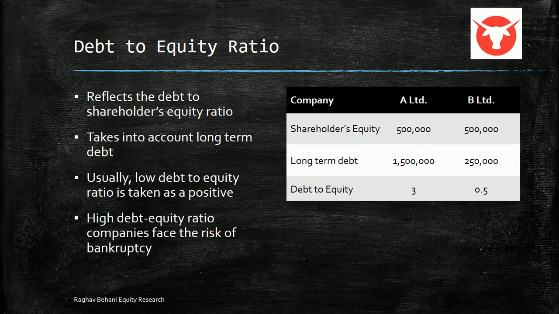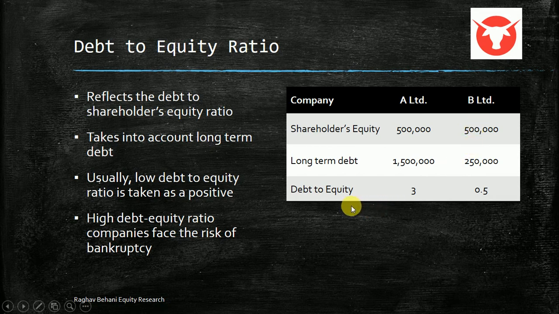Usually, a low debt to equity ratio is taken as a positive, while a high debt to equity ratio shows that the company faces the risk of bankruptcy if and when the economy goes into a downturn. A Limited has shareholders' equity of 500,000 against long-term debt of 1.5 million. This means that its debt to equity ratio is 3, that is 1.5 million divided by 500,000. Similarly, B Limited has long-term debt of 250,000 against a shareholders' equity of 500,000.